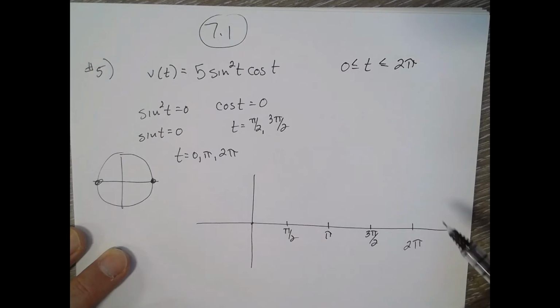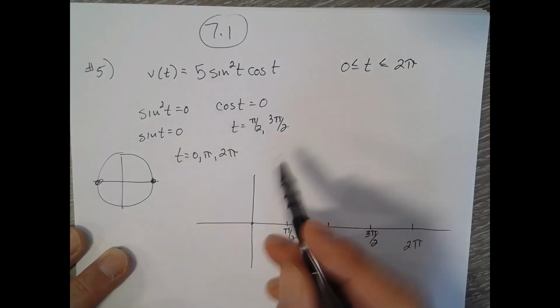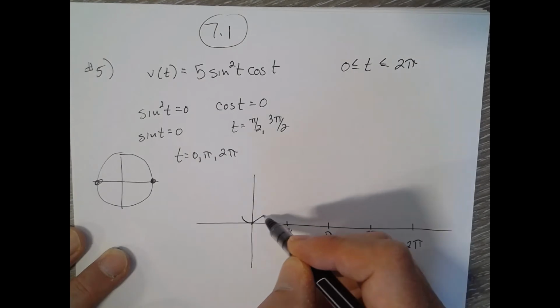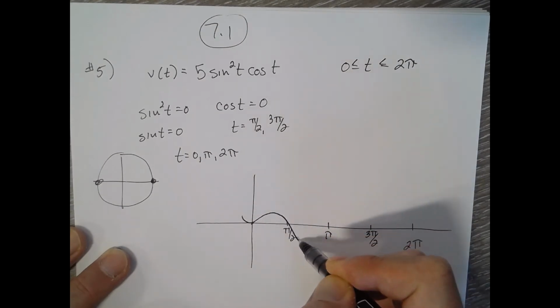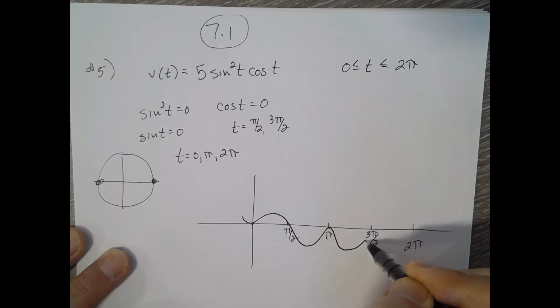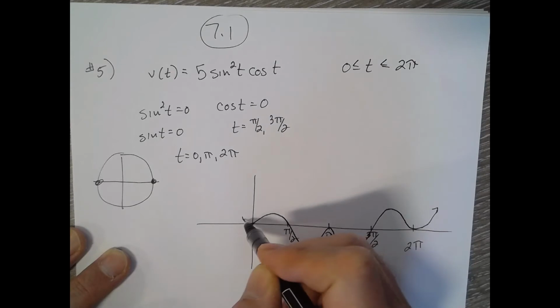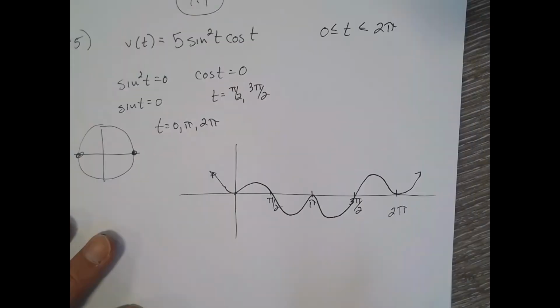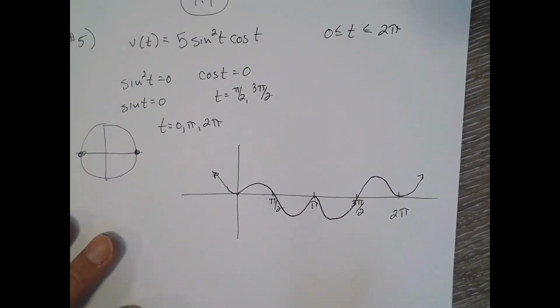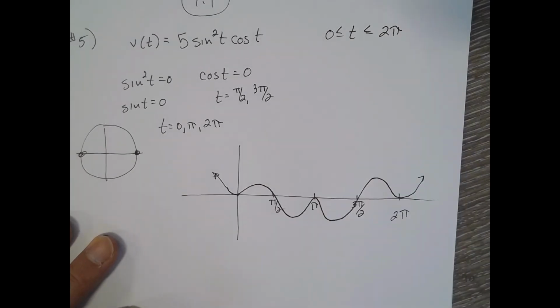So I'm going to make a sketch. It's going to bounce off at these 3 points, and go through at the other 2 points. So it's going to kind of look like that. There's my sketch. This little hump is a little smaller than that one. I think they're supposed to be the same size.